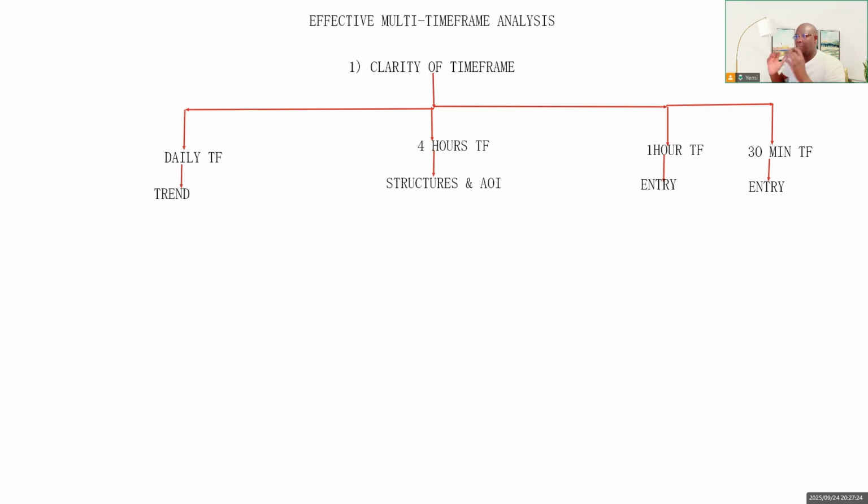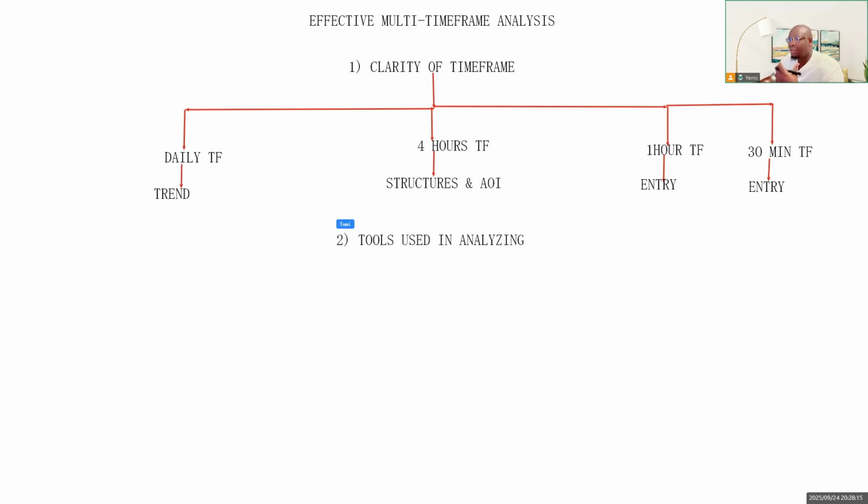Because I want to be able to have very strong clarity when I'm going into the market, when I'm interpreting these candlesticks into the different zones and different structures and different levels. So the moment I designate what each time frame is going to be doing for me, it makes it easy for me to know that this is what I'm going to do on the daily time frame, this is what I'm going to do on the 4 hour time frame, this is what I'm going to do on the 1 hour time frame.